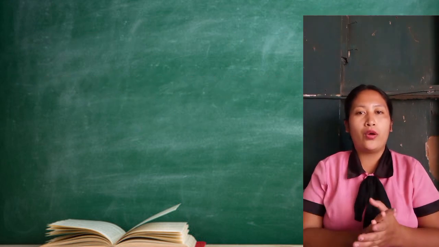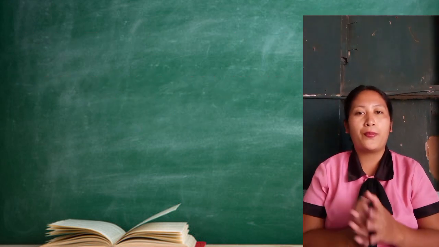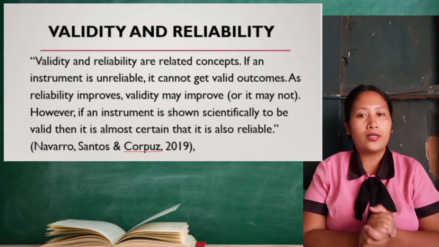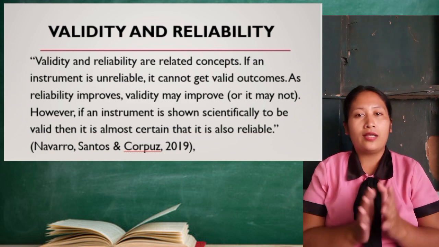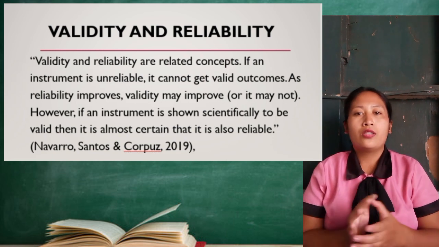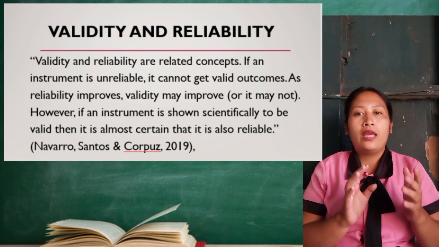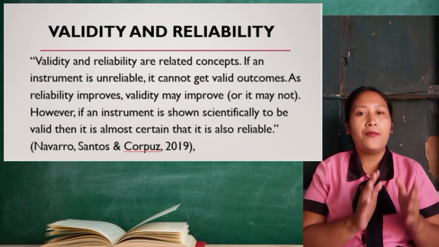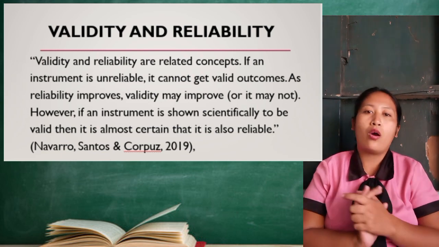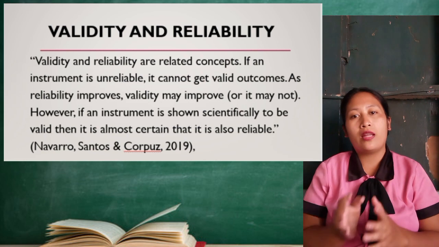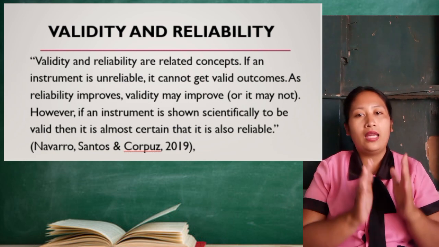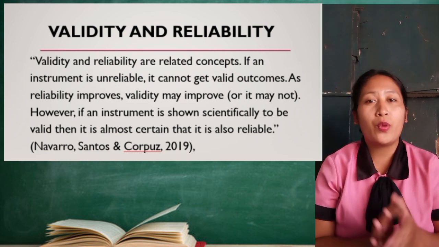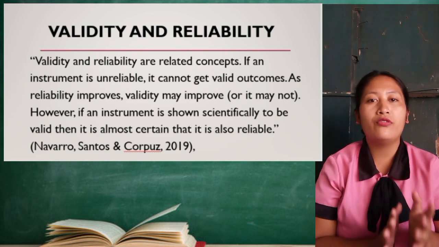Now class, we will also know what validity and reliability are in the principles of test development. According to Navarro, Santos, and Corpus in 2019, validity and reliability are related concepts. If an instrument is unreliable, it cannot give valid outcomes. As reliability improves, validity may improve or it may not. However, if an instrument is shown scientifically to be valid, then it is almost certain that it is also reliable.